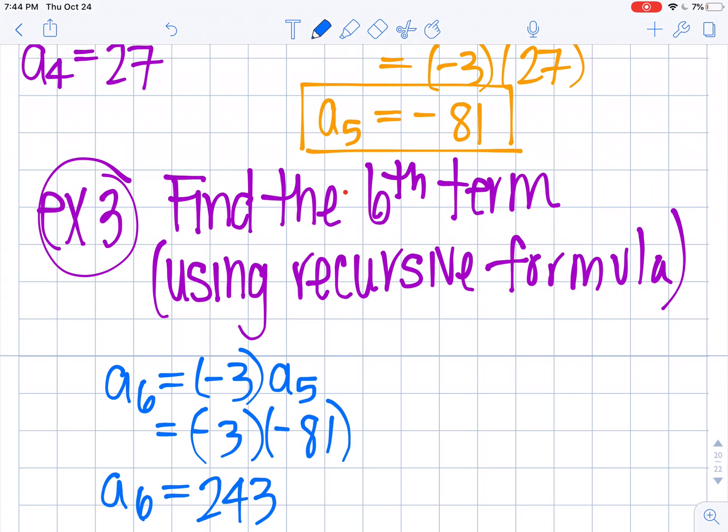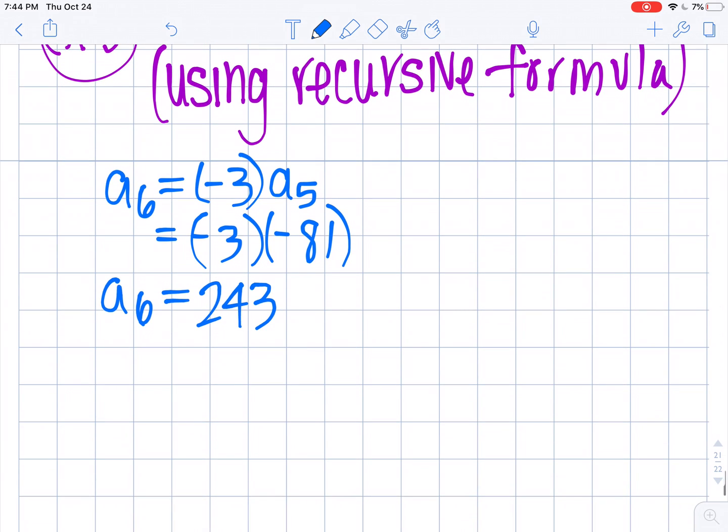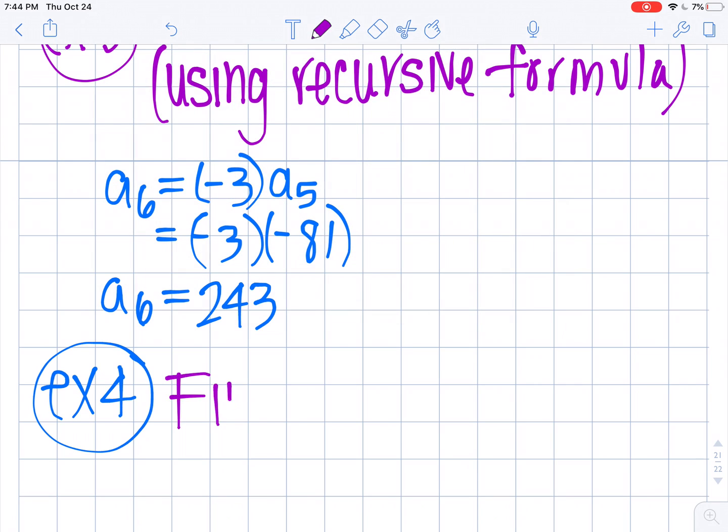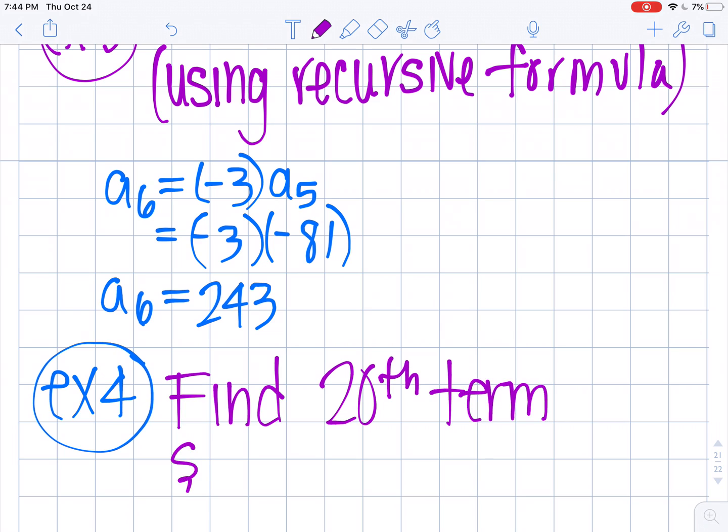But now, what if I wanted you to find the 20th term for our same negative 1, 3, negative 9, dot, dot, dot. I would say, well, I'm already on a sub 6 from the last example, and that was kind of a lot of work because I have to keep doing the previous term and the previous term and the previous term. So this is where you want to use that explicit formula.